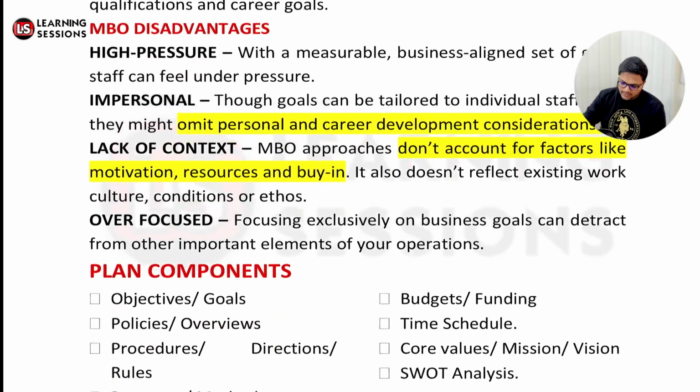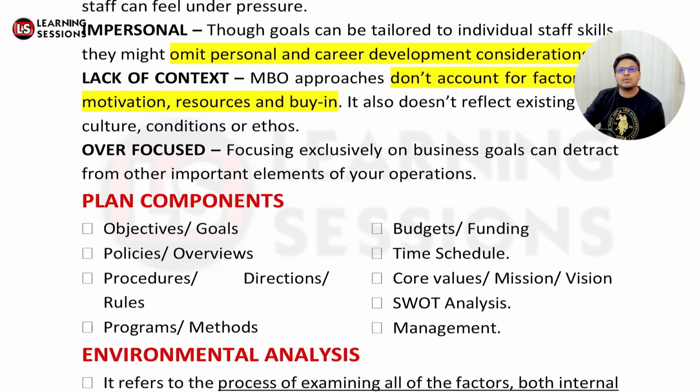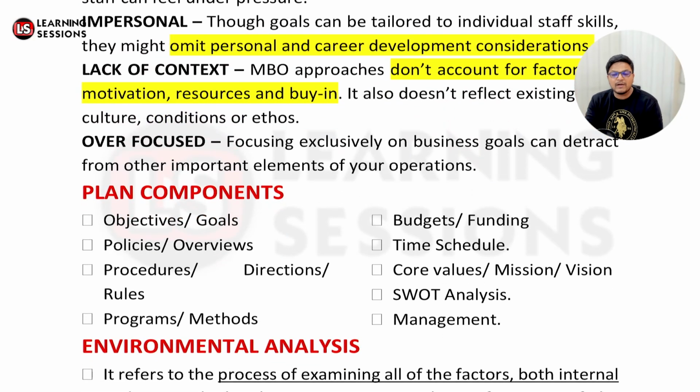Further, it's related to plan components. What do you mean by plan components? What are the different plan components? There must be goals related to it. You must have policies and procedures that say how the things are to be done. You need to convey the methods by which these things can be done. You must have some budgeting, that this is my funding, that this fund can be used at maximum, and further there must be a time schedule, that in this time frame this task is to be done. There are some core values, mission or vision associated with the organization, that these are the core values which you need to follow.